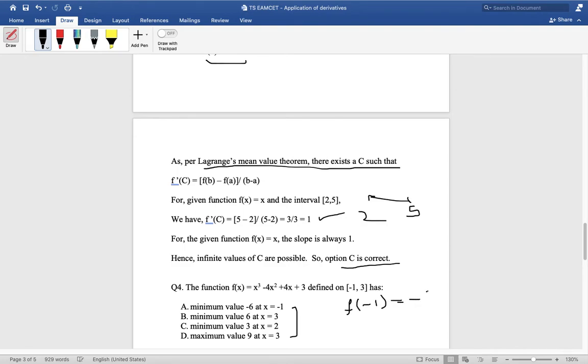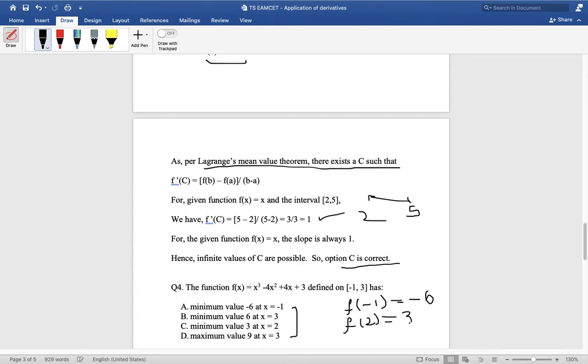Now let us look at x equals 2. f of 2. 2 cube is 8. 2 square is 4. 4 times 4 is 16. So 8 minus 16 is minus 8. 4 times 2 is 8. Minus 8 plus 8, 0. So 3 is left. f of 2 is equal to 3.